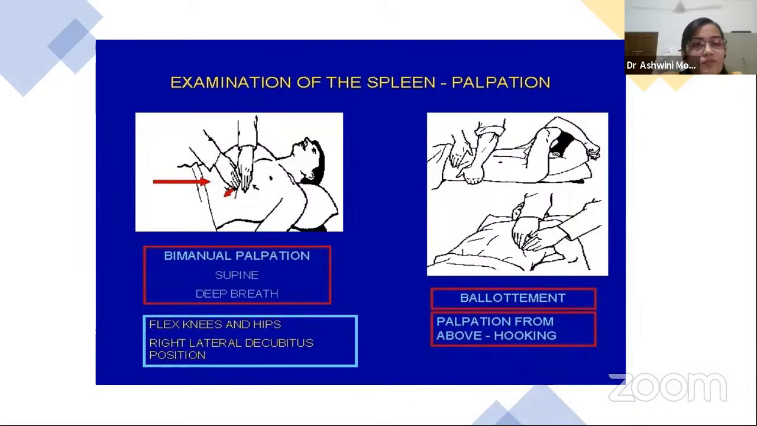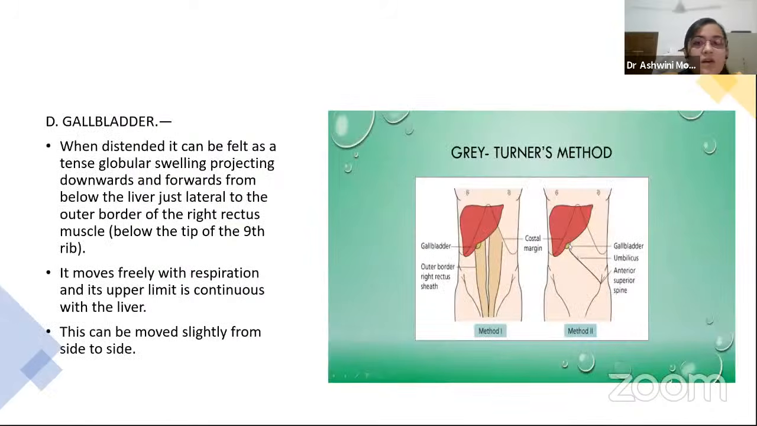So this was about the examination of the spleen. After that, another organ is the gallbladder. I have kept the gallbladder after the spleen because liver and spleen are the most common organs we are able to palpate, but gallbladder enlargement is a very rare condition, and that happens when periampullary carcinoma occurs and the gallbladder becomes enlarged. Another exceptional case is when there is a stone obstructing the common bile duct and cystic duct. In that case also we are able to palpate the gallbladder.